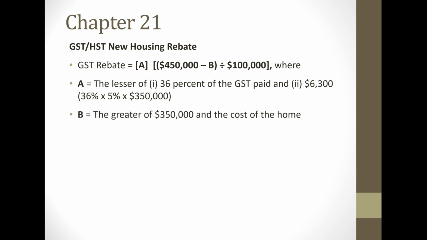B is the greater of 350,000 and the cost of the home. So we look at the B, it's 450,000 minus B. Once the B hits 450,000, the rebate is completely eliminated. If we have 450,000 minus 350,000, we would have 100,000 over 100,000. You would get the full rebate. For every dollar over 350,000, the rebate will be reduced and will be completely eliminated when the house price reaches 450,000. So let's look at this example.